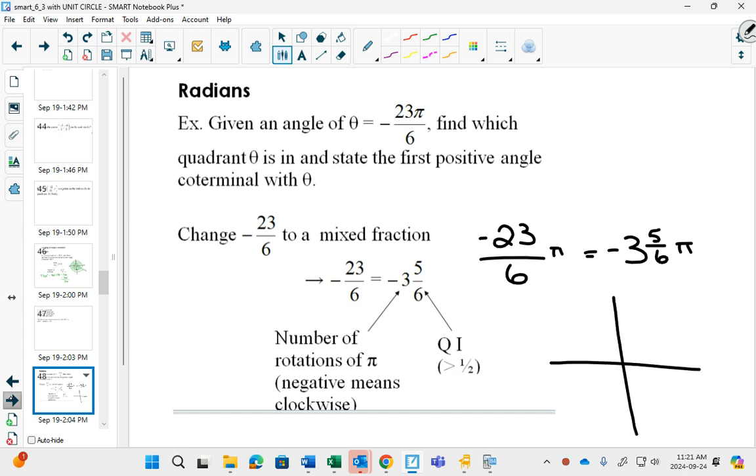Now we're going to be thinking in terms of pi. On angles in standard position, pi is halfway around. So every time you have a whole number, you're going halfway around. This angle is negative, so we would go 1 pi, negative 2 pi, negative 3 pi would end on the negative x-axis. And then we've done the negative 3, we also have to keep going and do 5/6 more. Can you see that that 5/6 is more than half? So it's going to end in quadrant 1. It's going to be coterminal with pi over 6.